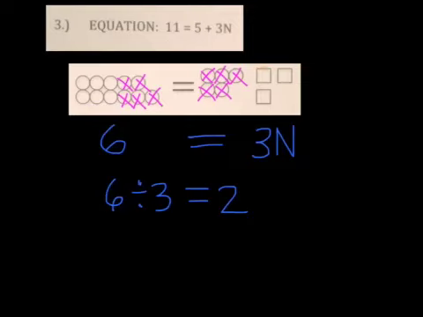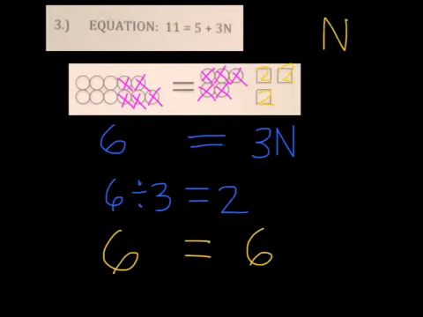If I put the number 2 in there, I could count it up. 2 plus 2 is 4, plus 2 more is 6. So now 6 equals 6. In this question, n equals 2.